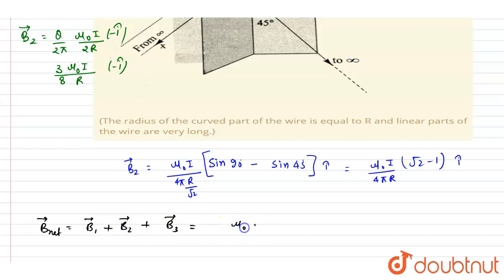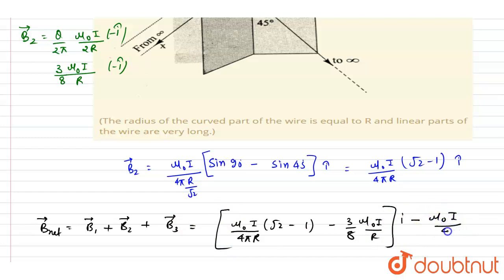So if you see, this is mu naught I by 4 pi r, this minus this. And here this is also in I cap. So we will write down minus 3 by 8 mu naught I by r, this whole I cap. And the k cap component is simply mu naught I by 4 pi r. So this will be the answer.